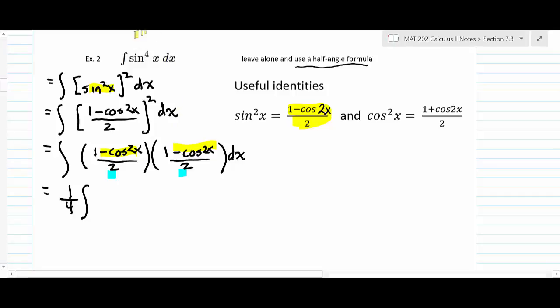Okay, so you can just FOIL that out, and you can do that in your head if you want to. So if you do that, you'd have 1 minus 2 cosine 2x plus cosine squared of 2x dx like that. I just did the FOIL in my head on that. That's kind of like squaring, like we've learned how to square anyway.